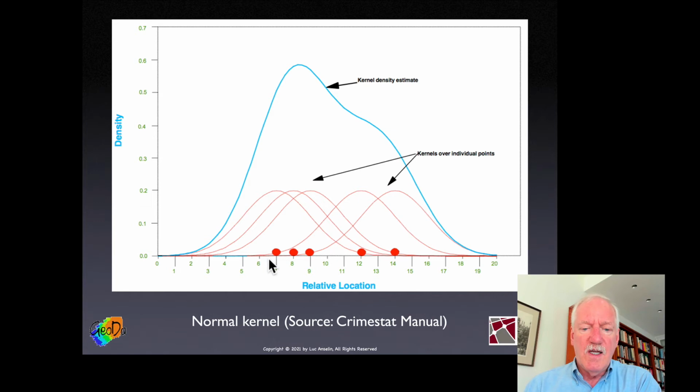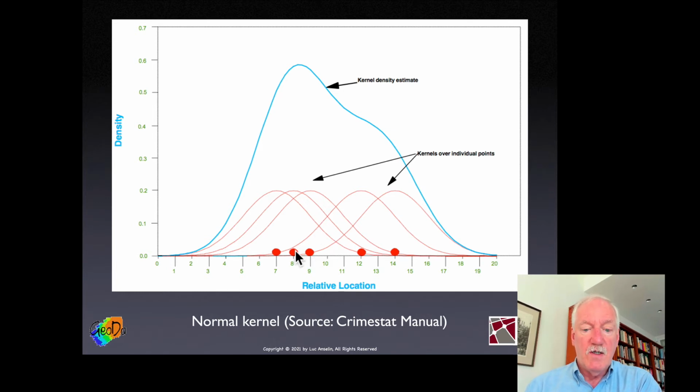So let's see, we have a point here, point 7, and we fit this kernel function over it. And so we take the distance between 7 and 8, plug it into the function. Distance between 7 and 9, plug it into the function. Distance between 7 and 12, and plug it into the function. And we add them all up, and that is the value of the kernel function for 7.